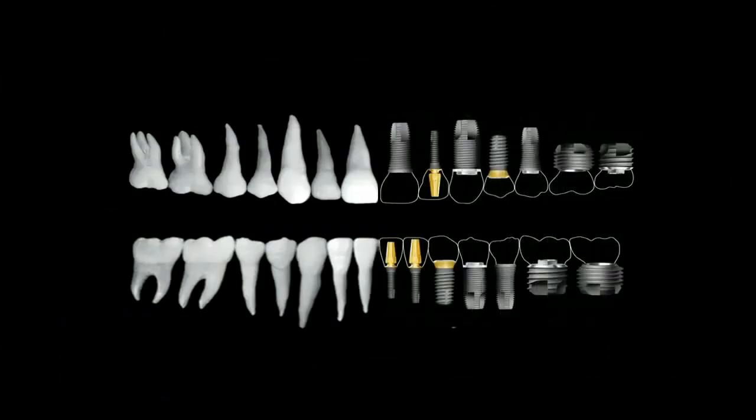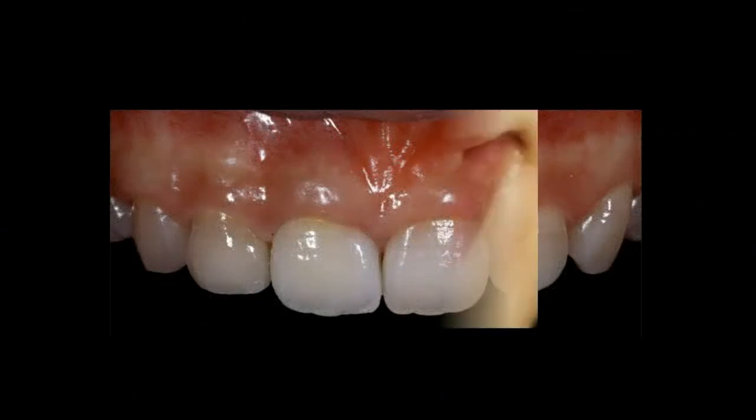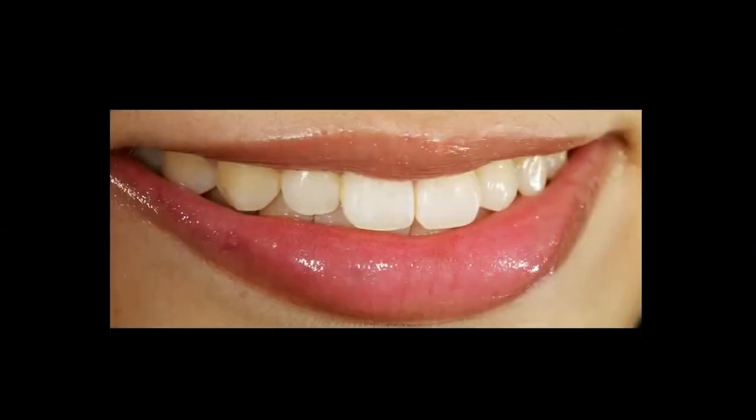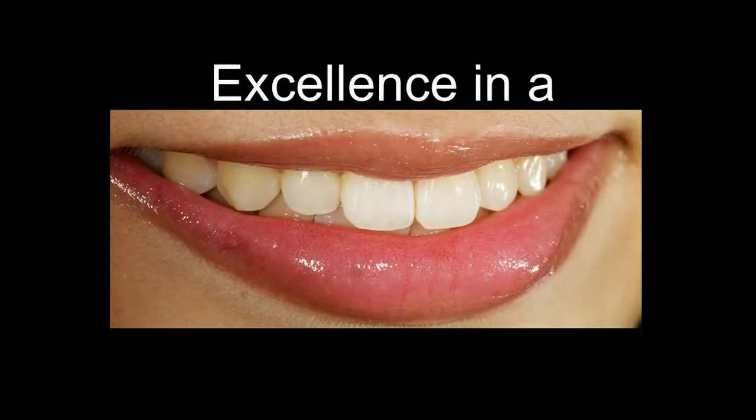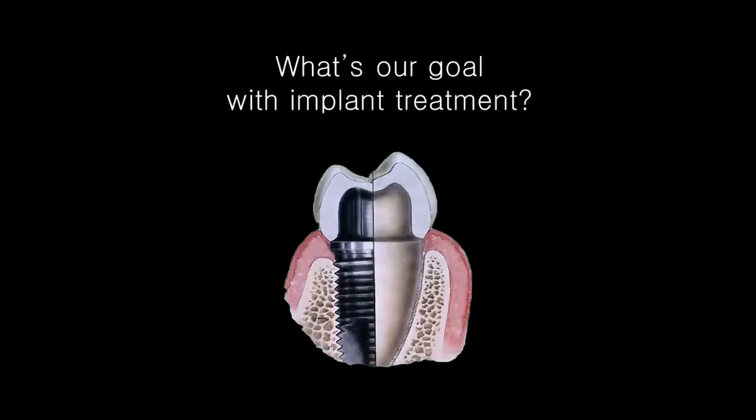So teeth are different shapes, sizes, and so forth: molars, bicuspids, centrals, canines. But guess what? All the patients really care about is what you're looking at right now, a beautiful smile. And that's what we're all judged by in everything that we do. So MegaGen's mantra is excellence in a smile. So what are we really looking at here? What is our goal? Our goal is to give your patients back as naturally as possible their teeth.